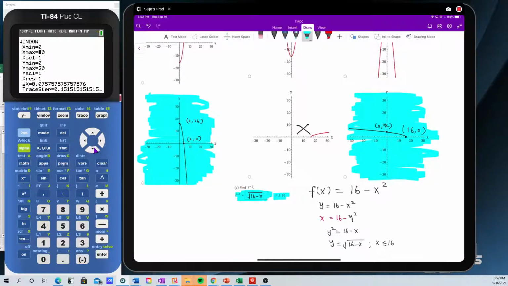I can change this to probably 19. Okay, I think it's symmetrical. So that's how we would decide this problem. Again, I'm doing a cross check with the calculator. You don't have to use the calculator. You can just look at this, graph it by picking a few points, and decide which one is symmetrical.